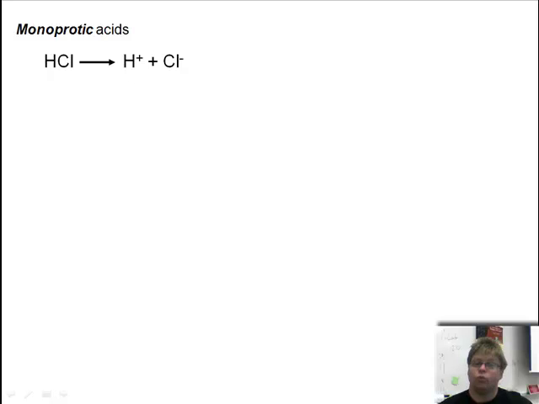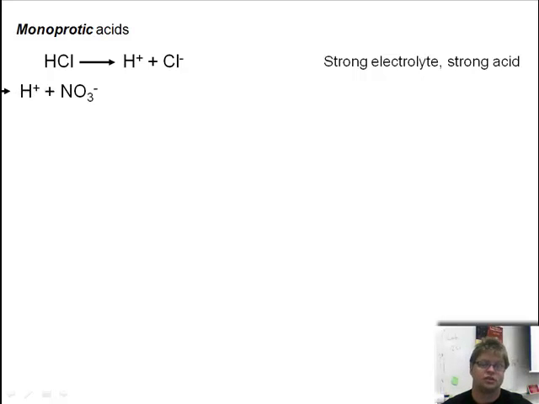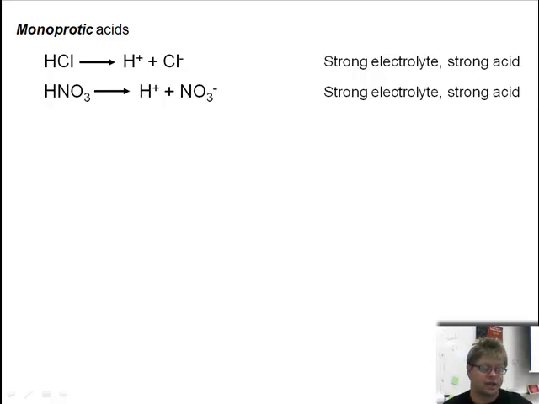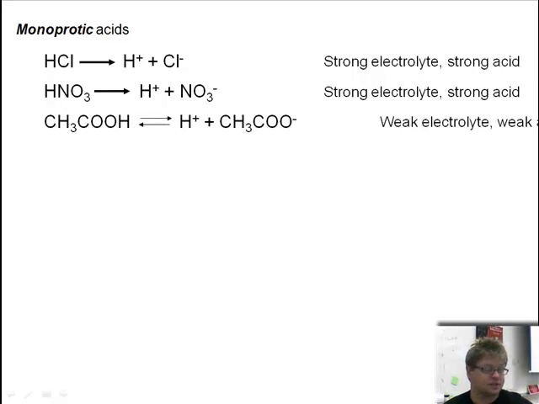Many acids have one proton to give up, like HCl. It's a strong electrolyte, which means it conducts electricity, and it's a strong acid, which means it dissolves completely. Nitric acid, same thing. And this here is called acetic acid. This is called a weak electrolyte and called a weak acid.